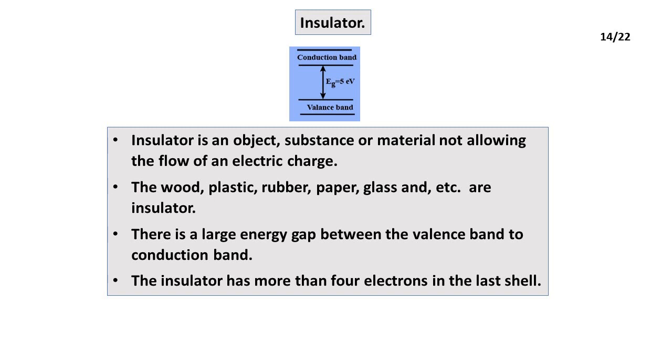Insulator. An insulator is an object, substance or material not allowing the flow of an electric charge. Wood, plastic, rubber, paper, glass and so on are insulators. There is a large energy gap between the valence band and conduction band. The insulator has more than 4 electrons in the last shell.